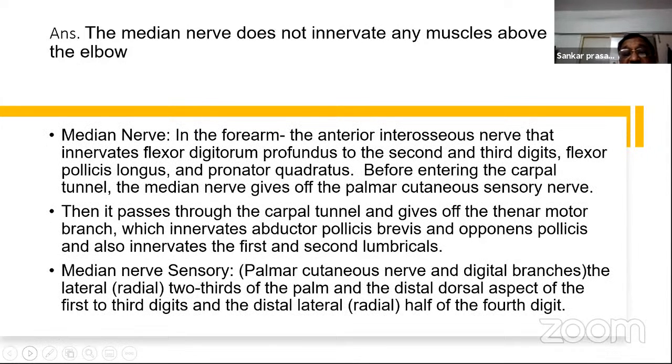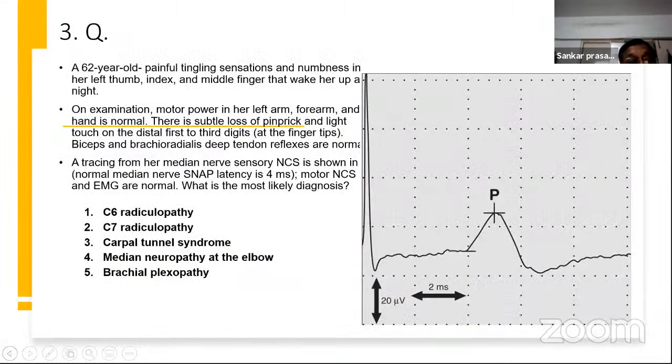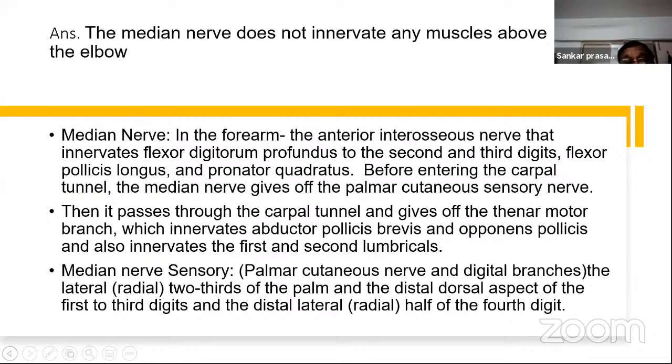And in the forearm, the anterior interosseous nerve innervates the flexor digitorum profundus to the second and third digits, flexor pollicis longus, and pronator quadratus. Before entering the carpal tunnel, the median nerve gives off the palmar cutaneous sensory nerve. That's why in carpal tunnel syndrome you don't have any sensory loss in the palm. Then it passes through the carpal tunnel and gives off the thenar motor branch, which innervates the abductor pollicis brevis and opponens pollicis, and also innervates the first and second lumbricals.